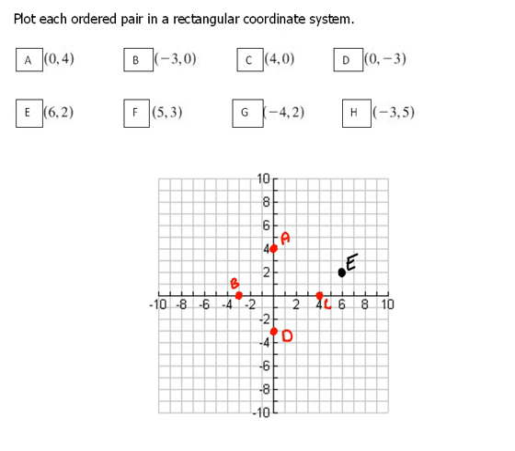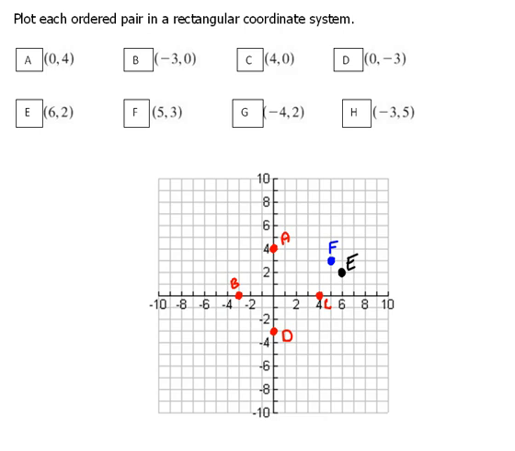Now point F is the point 5, 3. So 5 units in the X, 3 units in the Y. So we're going to go 5 units in the X direction. Positive 3 units would be up 3 in the Y direction. So this would be my point F here.